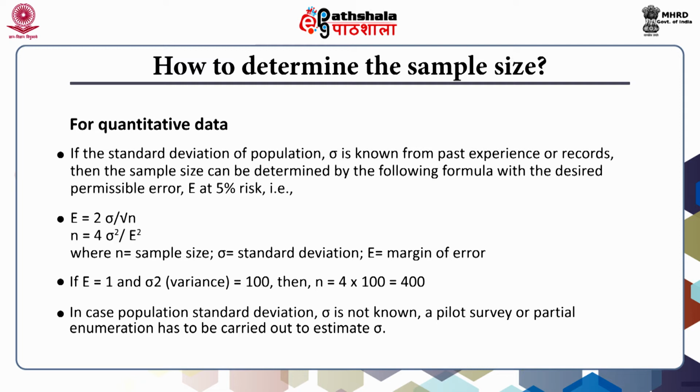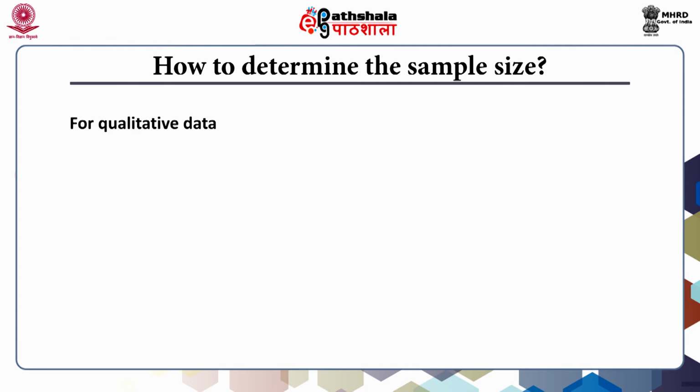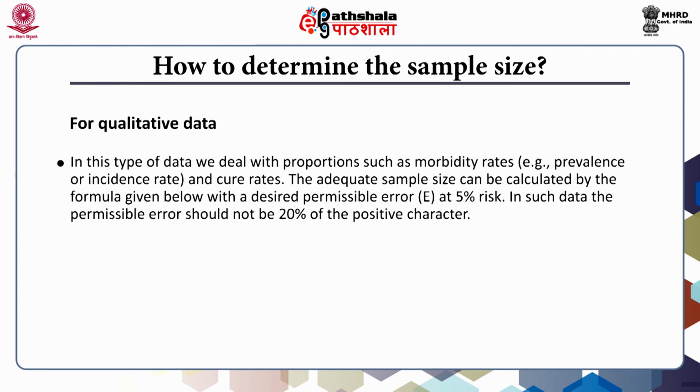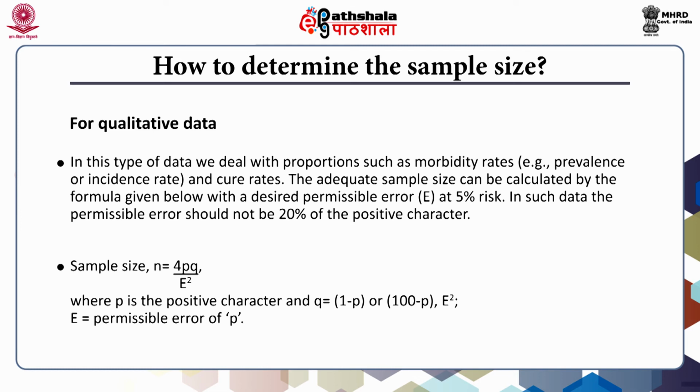For qualitative data, in this type of data, we deal with proportions such as morbidity rates, for example prevalence or incidence rates, and cure rates. The adequate sample size can be calculated by the formula given below with the desired permissible error at 5% risk. In such data, the permissible error should not be 20% of the positive character. Sample size n is given as 4pq by E square, where p is the positive character, q is 1 minus p or 100 minus p, and E is the permissible error of p.